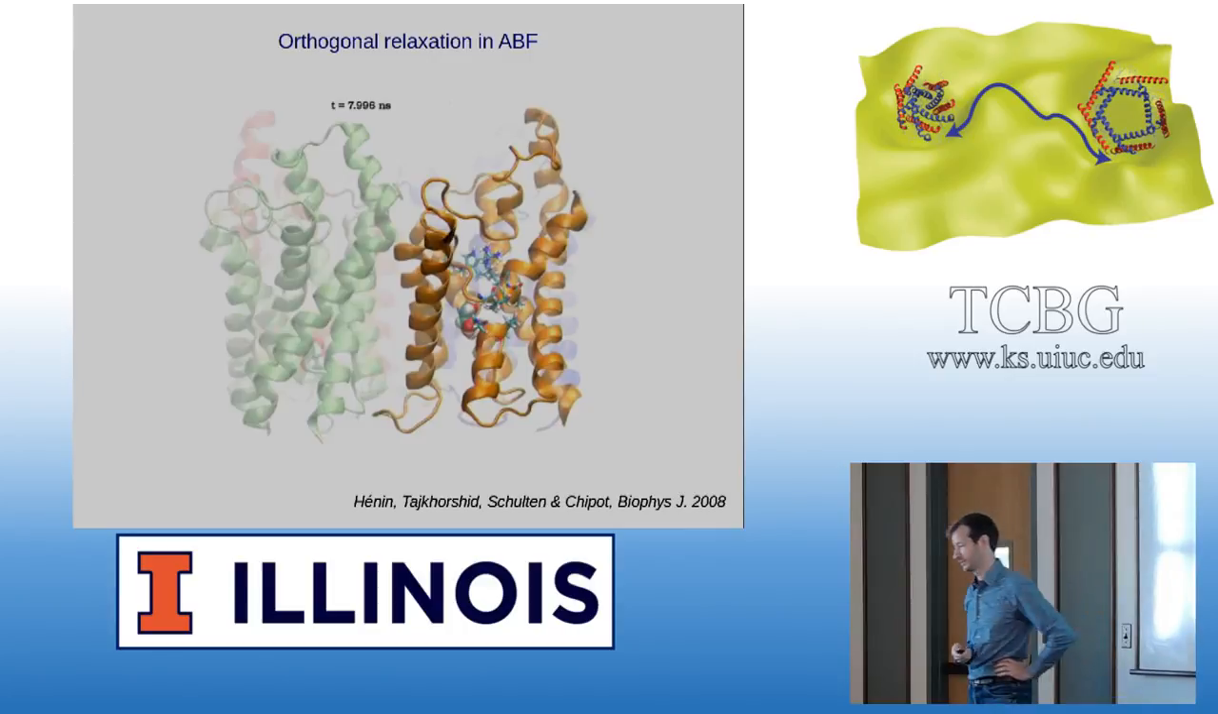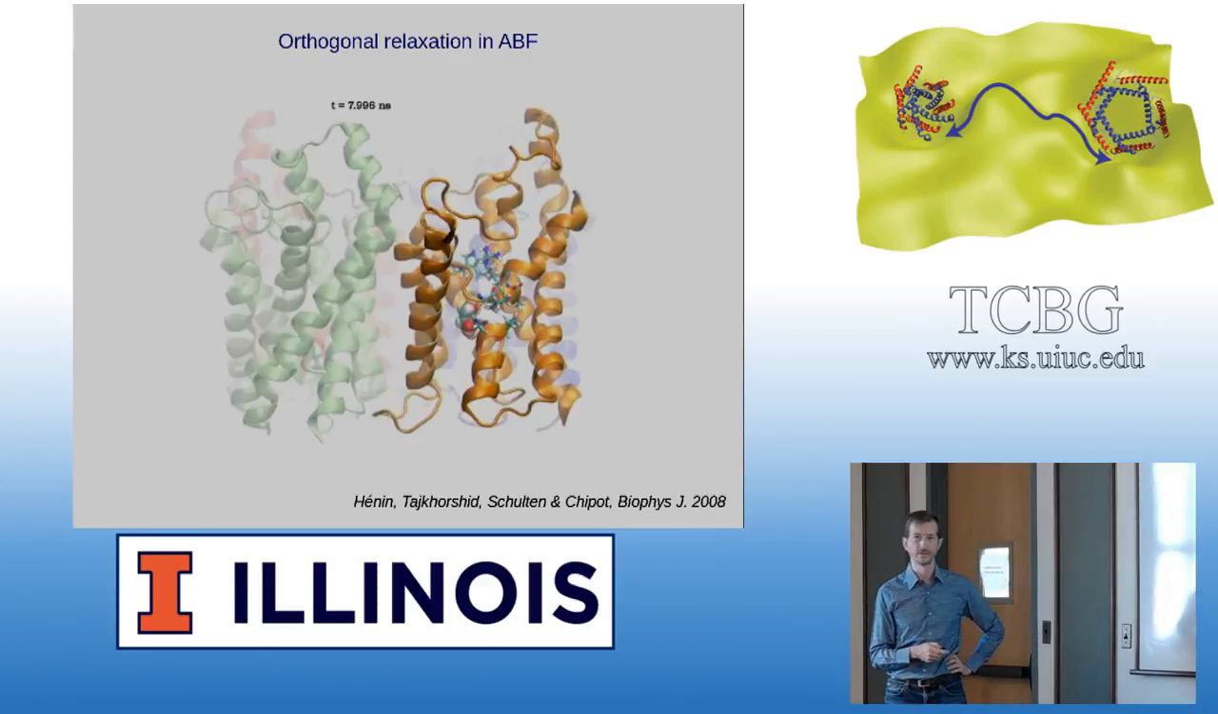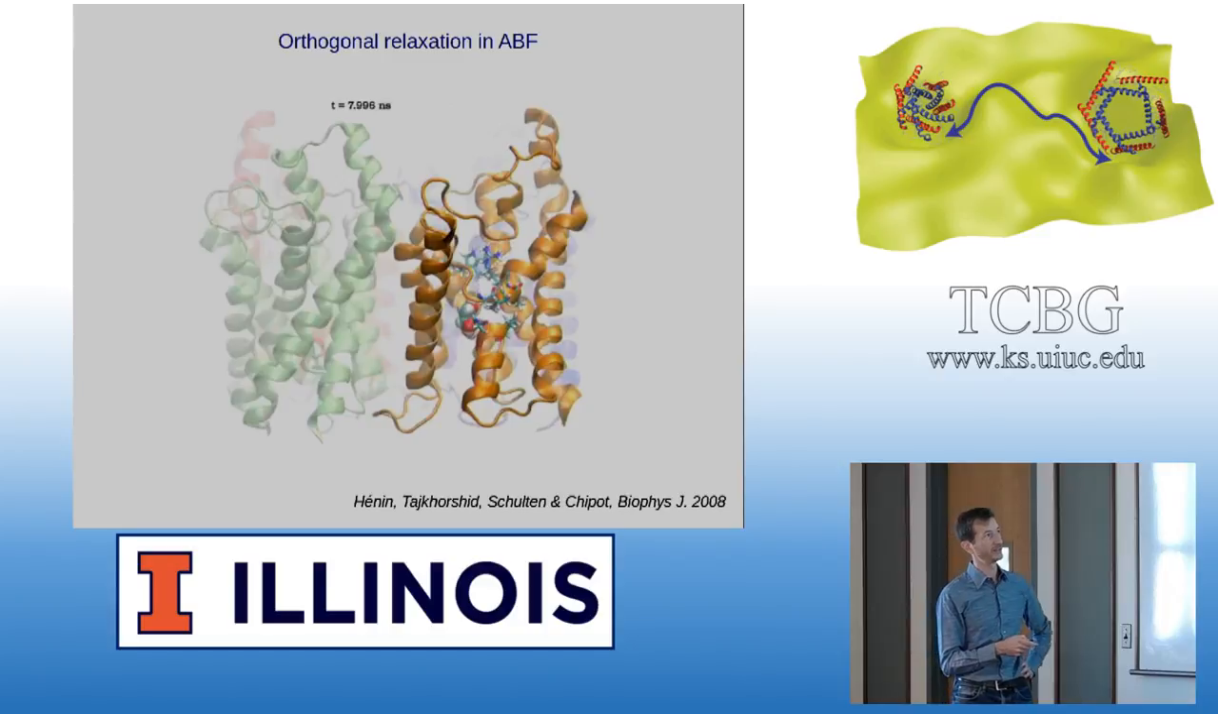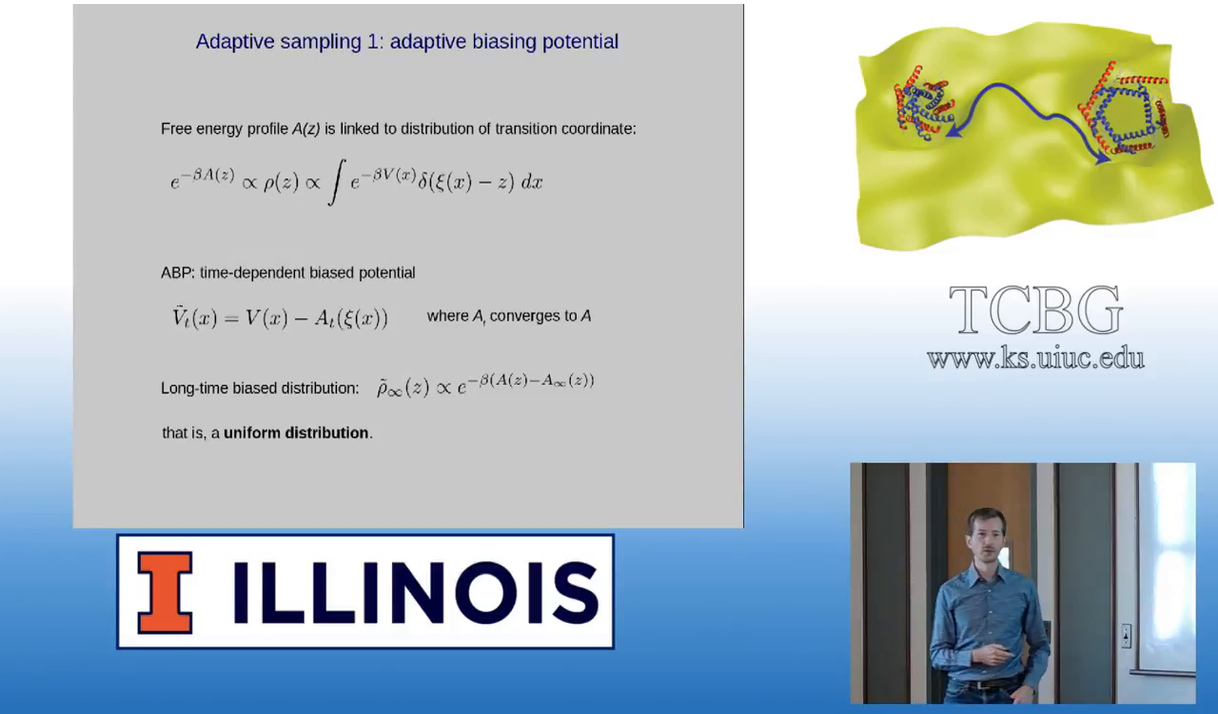So that's one really important characteristic of adaptive methods, or at least methods that let your coordinate diffuse over a fairly broad range of the coordinate. That's why you don't want to restrain too much. So adaptive sampling, there are several ways you can do that.